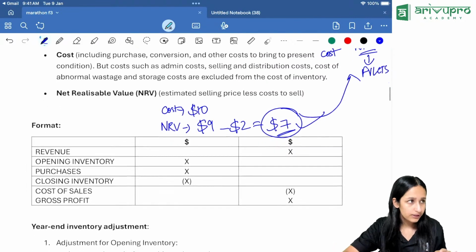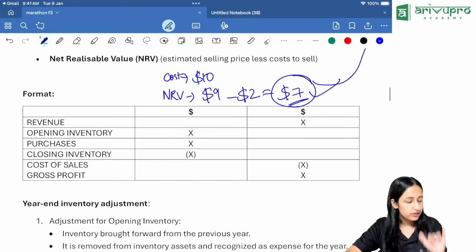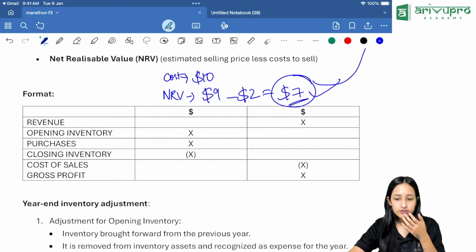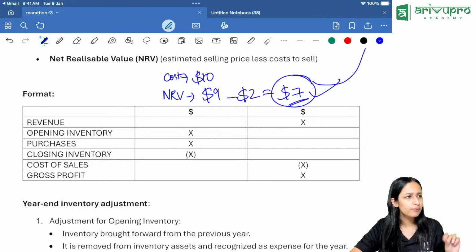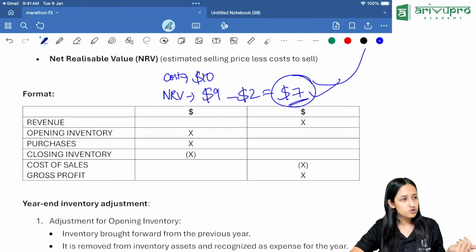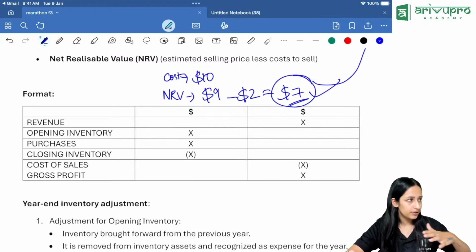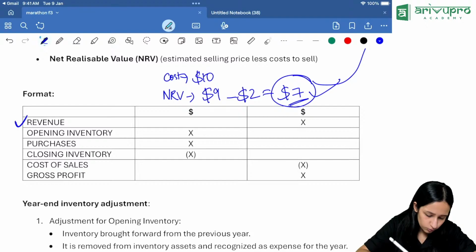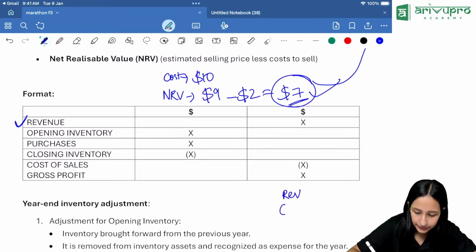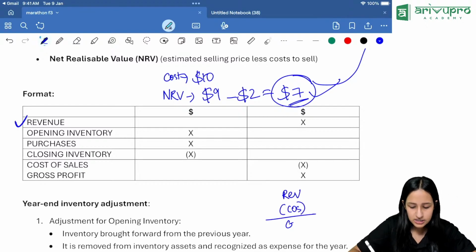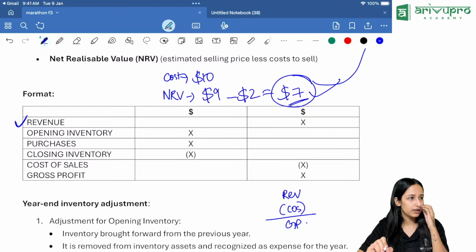Next is the format. This format is going to be very important for you because we'll have to learn the SOPL, SOFP, SOCIE, etc. All these financial statements we'll need to learn, and for that, we'll need to go step by step. Correct? So we always start with revenue. Revenue minus cost of sales gives us gross profit. This is the main formula, right?